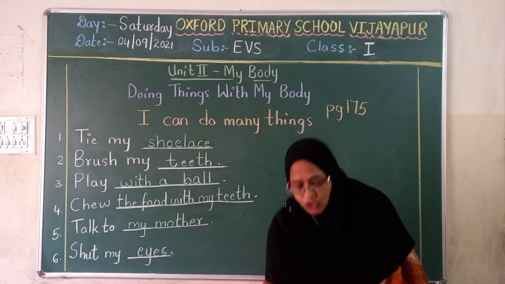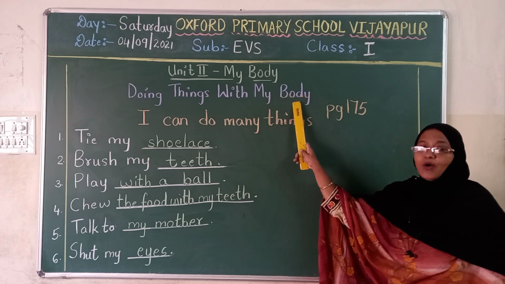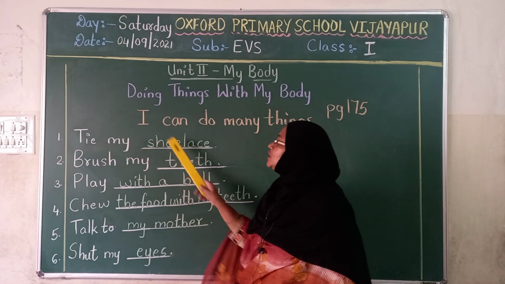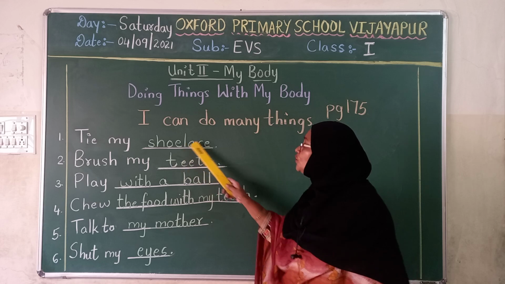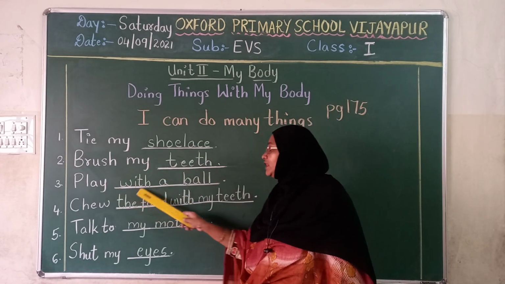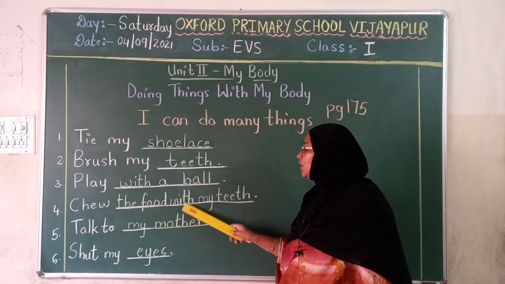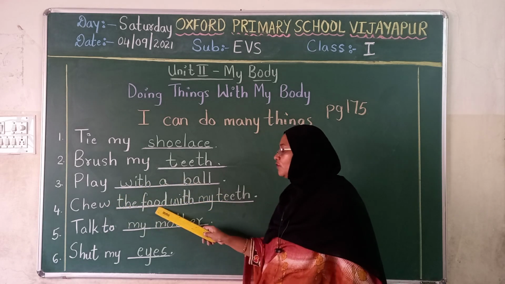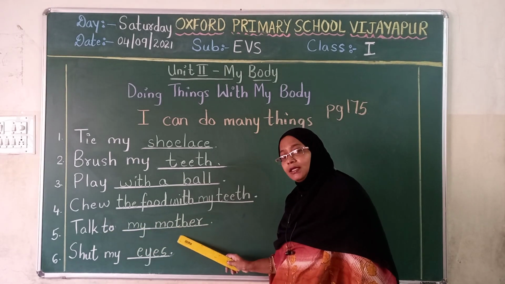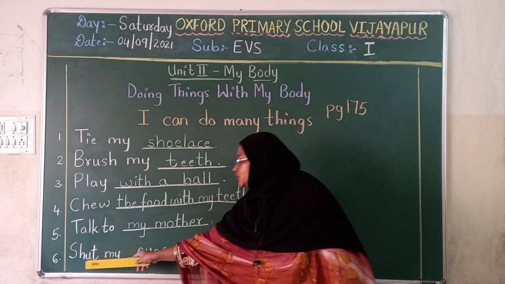Yes, see children. Shall we read once or twice? Again read. Unit 2, My Body. Doing things with my body. I can do many things. What are the things you can do? Tie my shoelace. Brush my teeth. Play with a ball. Chew the food with my teeth. Talk to my mother. Shut my eyes.